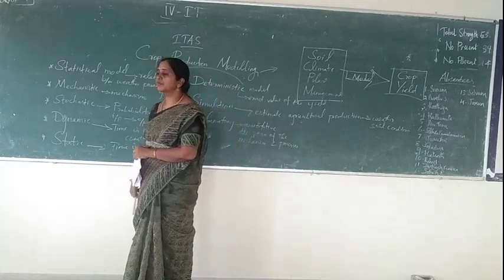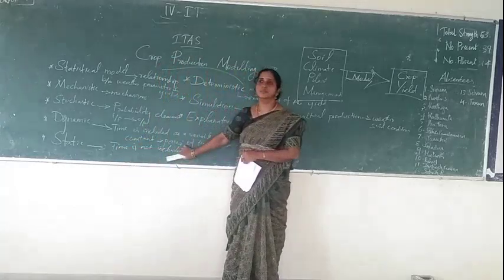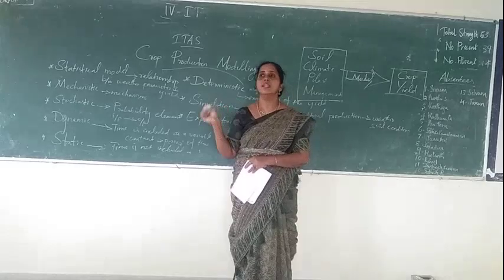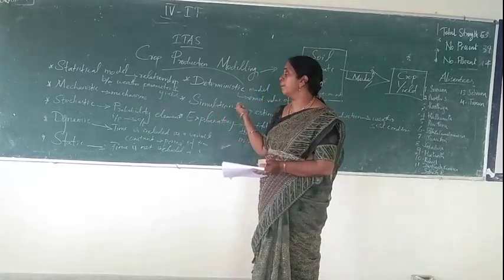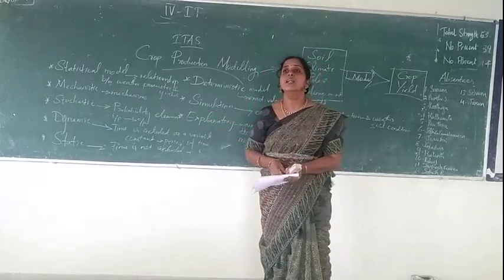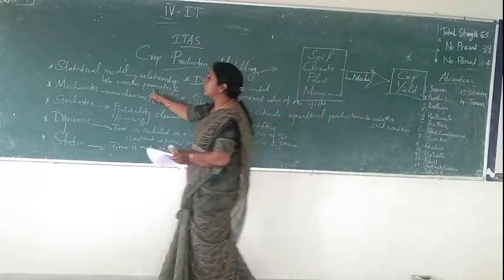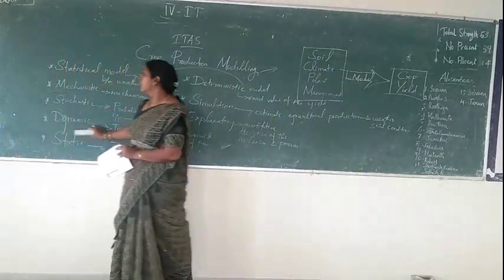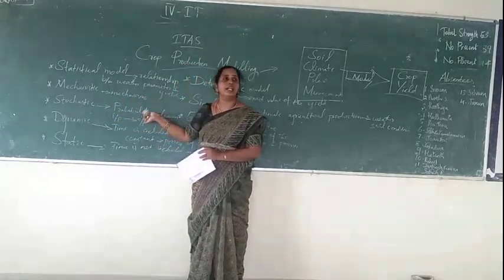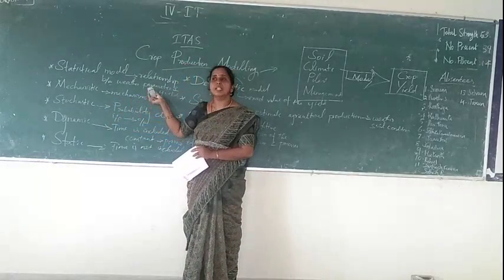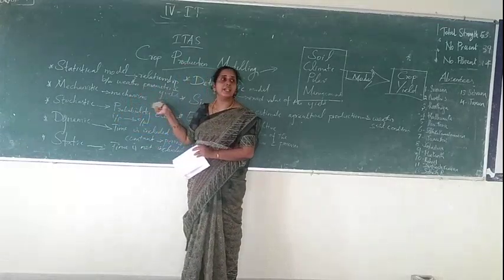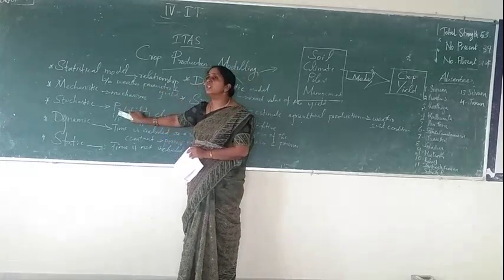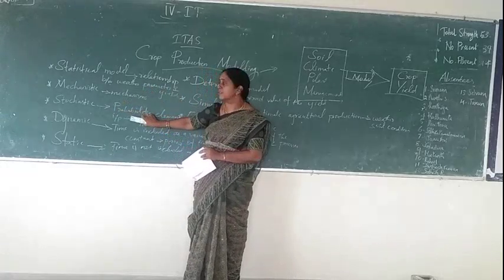The first model is the statistical model. It will represent the relationship between weather condition and yield. The relationship between weather condition and yield can be calculated based on the statistical method. The second one is the mechanistic model. In this model, not only is the relationship between weather parameters and yield measured, it can also consider the mechanisms that are involved in the planting process.